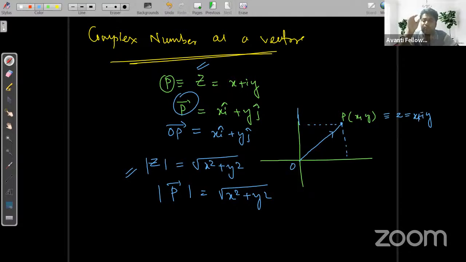So from here we can conclude that a complex number behaves like the position vector of a point, and it is also a point in the Argand plane. Clear? So let's move to the next.